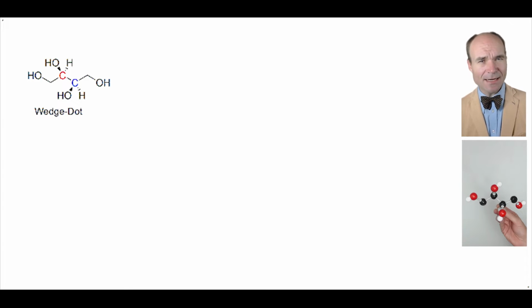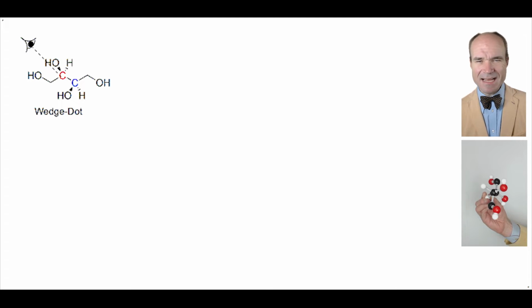Let's take our eye and imagine looking down the central carbon-carbon bond in red and blue. If you place your eye in that location on the paper or screen, it may help you imagine whether the substituents going back or forward from the plane are now to the left or right of your eye.